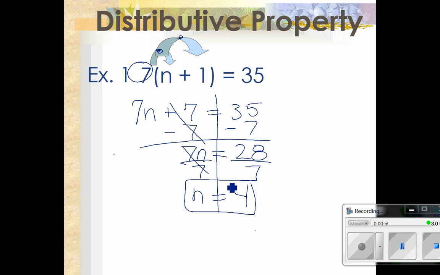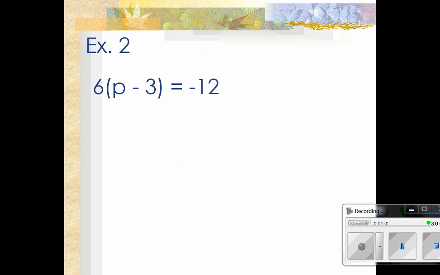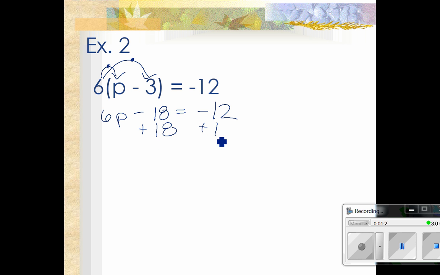Here is example 2. 6 times p minus 3 equals negative 12. Draw the arrows and show your multiplication. 6p minus 18 equals negative 12. Add 18 to both sides. I forgot my line. And bring down 6p.